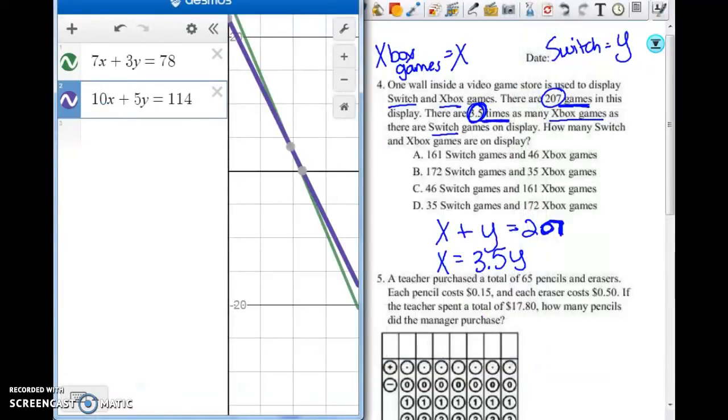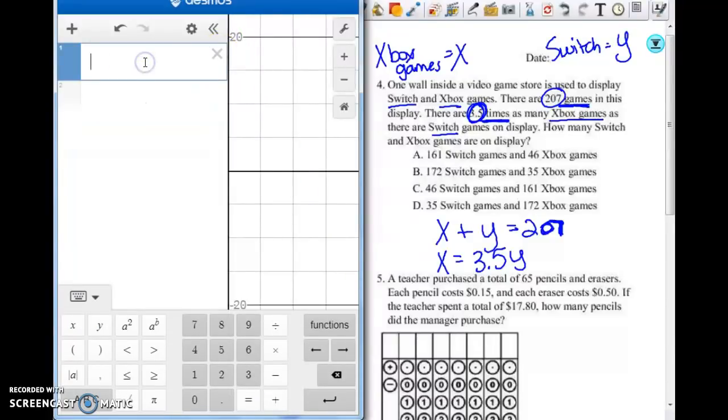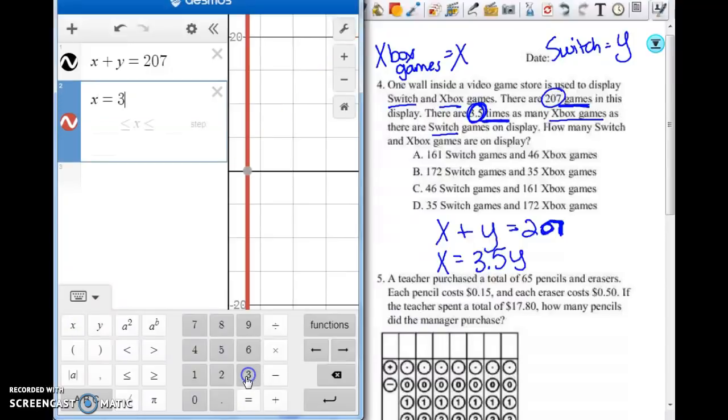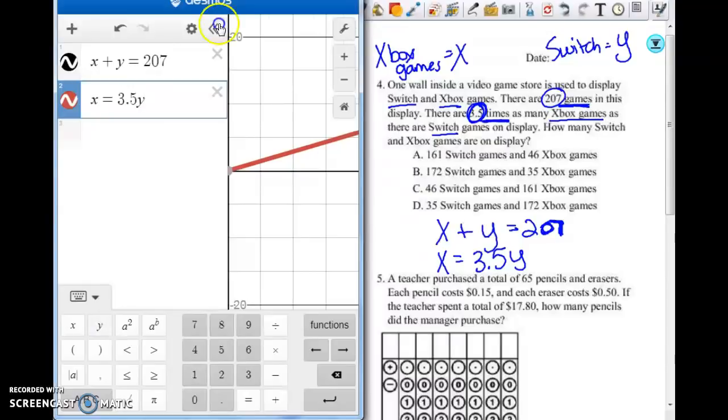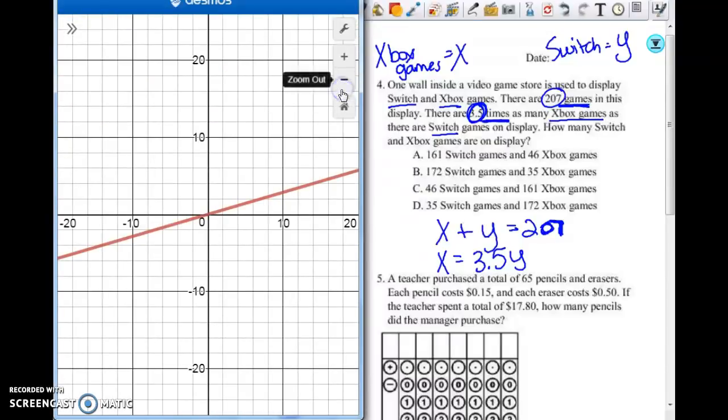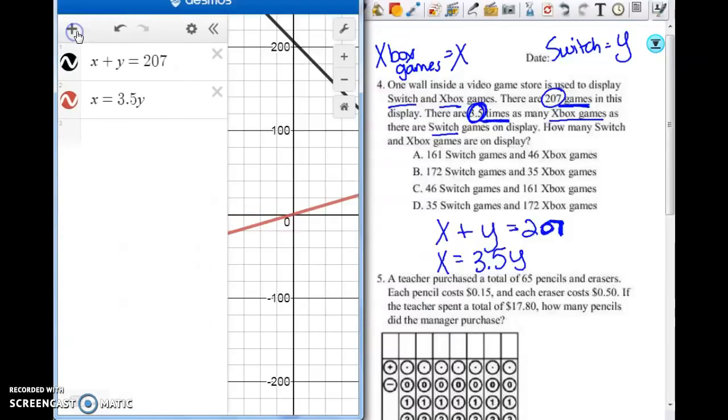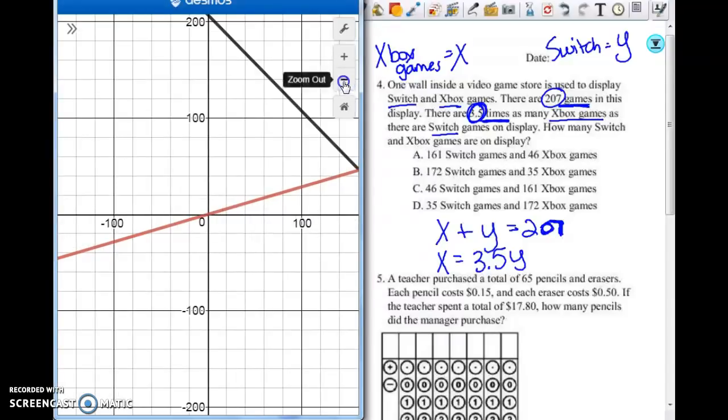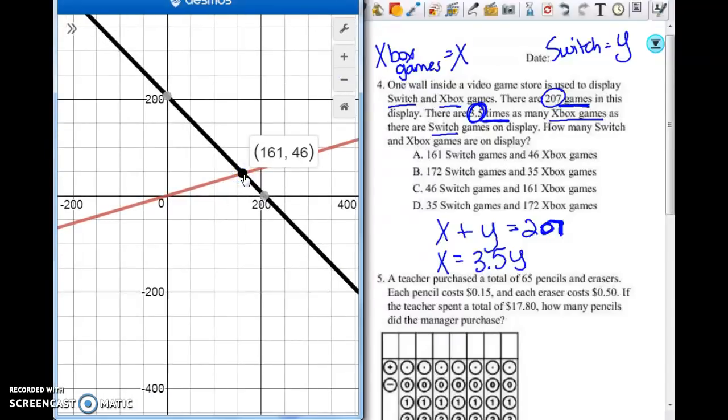So let's go on ahead and put them in. So I have X plus Y equals 207, and then X equals 3.5Y. Let's see, did I type something in wrong? Oh no, I just gotta zoom out a little more. Okay, so now I see it, and again, those are my 2 options. So remember, X was talking about Xbox, Y was talking about my Switch. So there's 100.